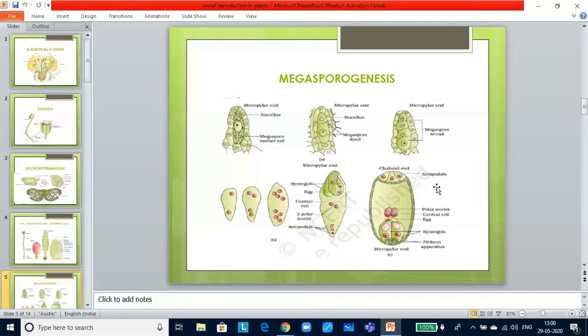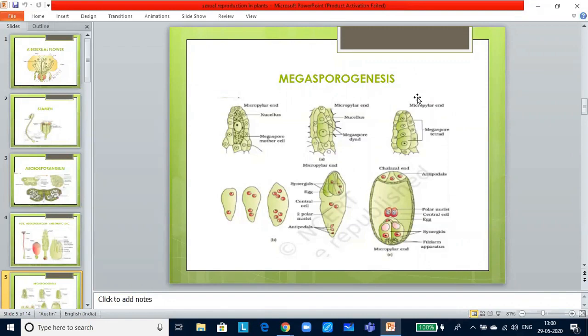A typical angiospermic embryo sac is 8-nucleate and 7-celled. That you should remember. Synergids have special cellular thickenings at the micropylar tip called the filiform apparatus, which plays an important role in guiding the pollen tubes into the synergids.